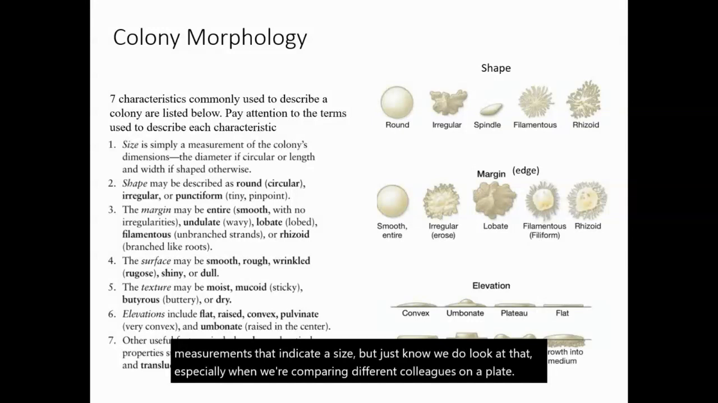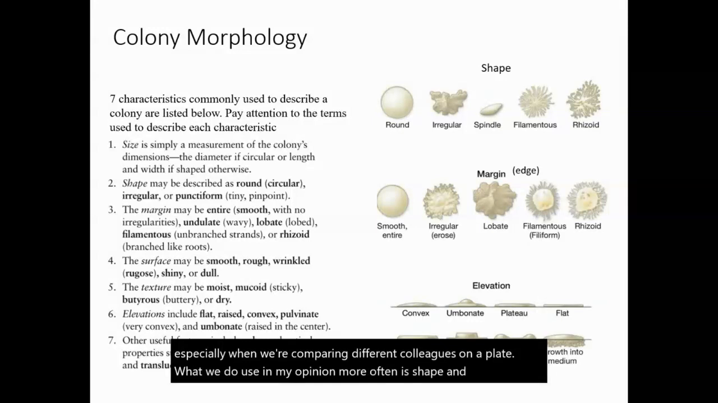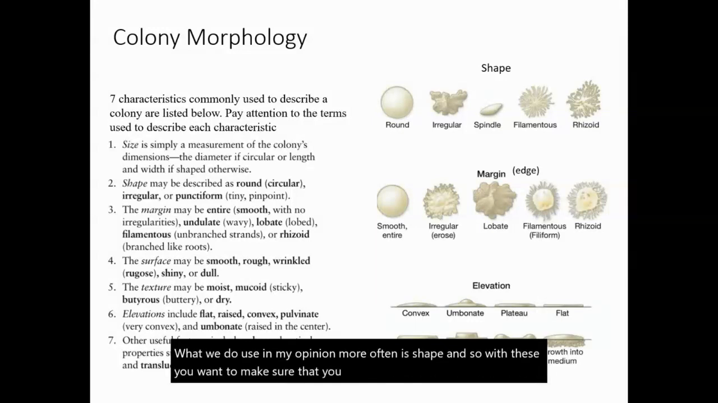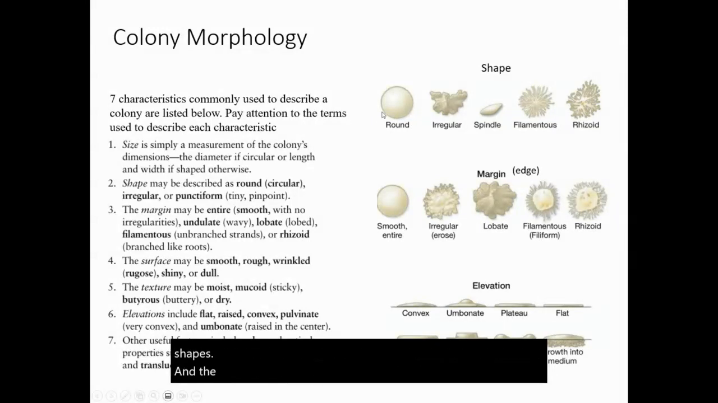What we do use, in my opinion, more often is shape. And so with these, you want to make sure that you don't get too over analytical because it is easy to make things more complicated than it should be. So we're going to start with this top row here. And these are some common shapes. And the most common, at least in this course, is the round colony. Another term we use is circular.